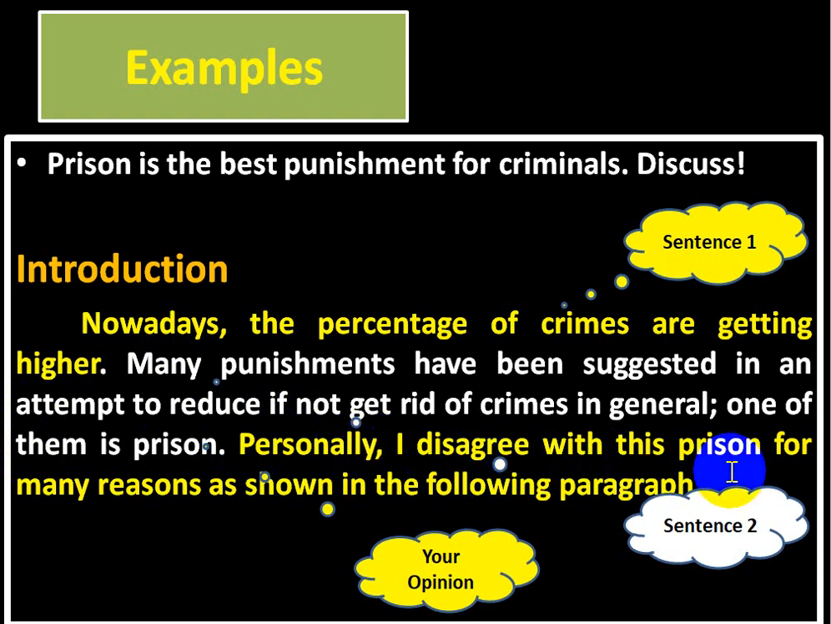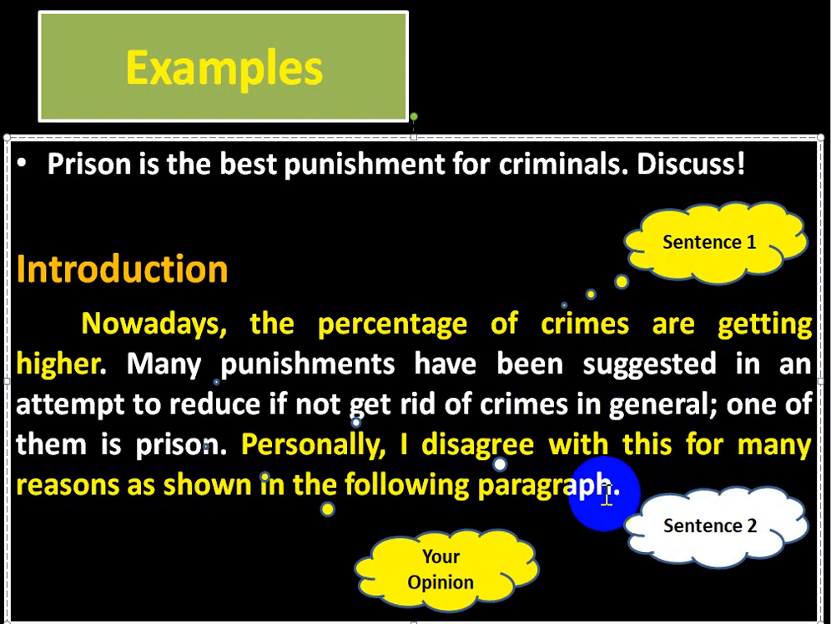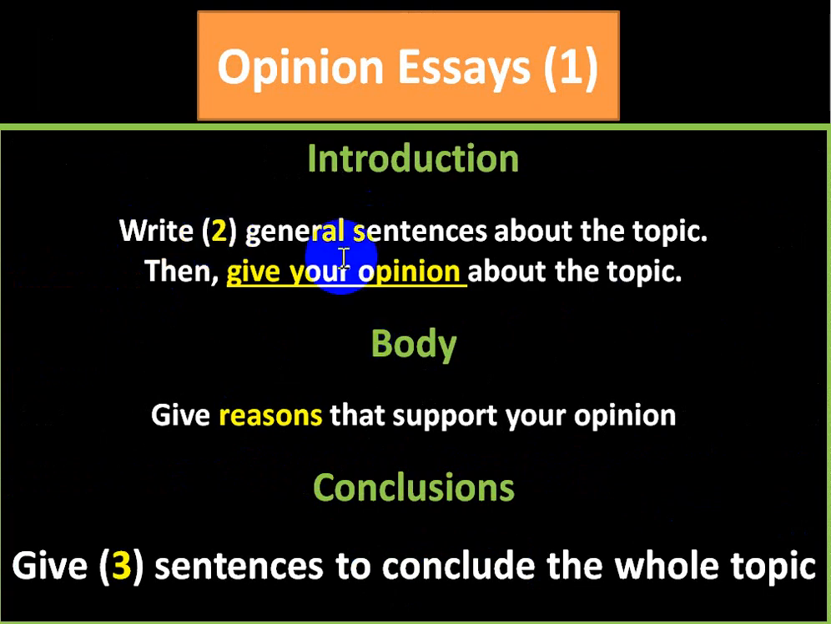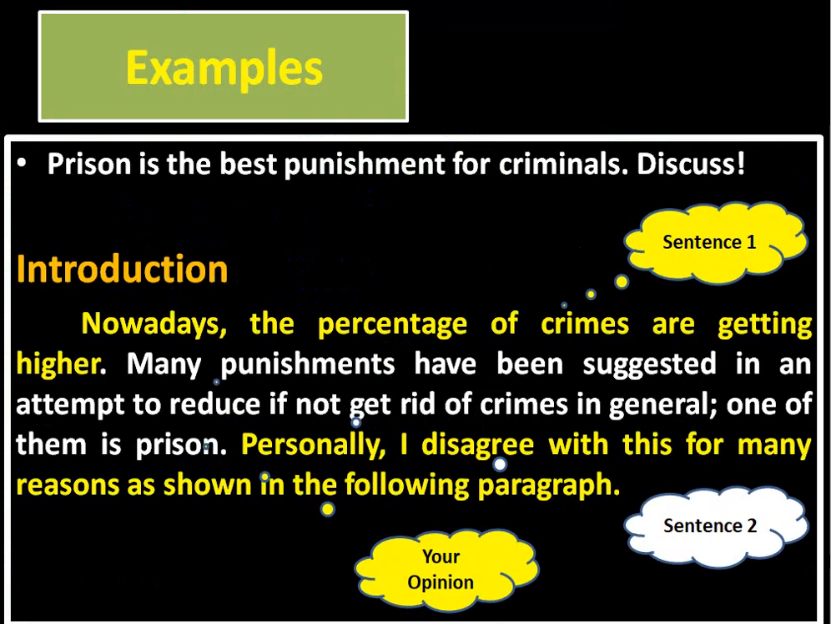Personally, I disagree with this prison. I disagree with this for many reasons, as shown in the following paragraph. So you said I disagree, but you didn't give any details about your disagreement, why you are against this idea. So again, in the introduction, you have to write two general sentences plus your opinion. And here I have the first sentence in yellow, the second sentence in white, and the third sentence is your opinion. See?